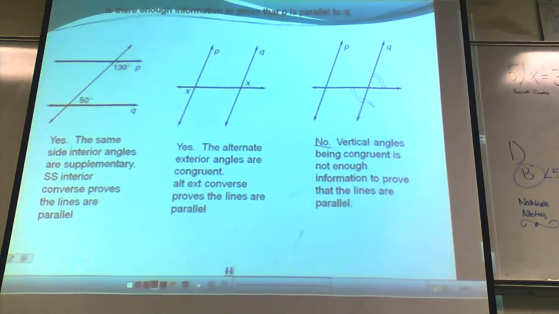Okay? So the only angles given to you right there are the vertical angles. That's not part of the list. So I can't use it. It's not saying that they aren't parallel. I just don't have enough information to decide right now whether or not they are. Okay?